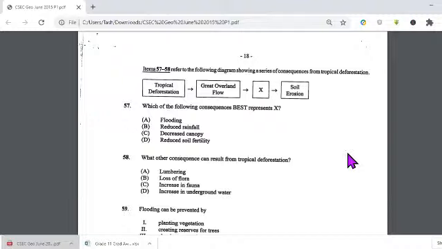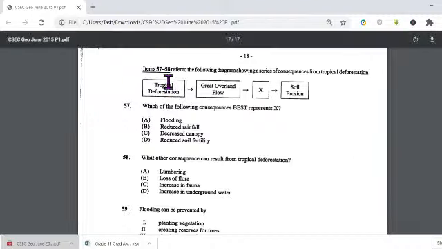Okay? So 57, which of the following consequences best represents X? So remember that we're looking at consequences. So we have tropical deforestation here. So we're cutting down the trees. After we have cut down the trees, we have great overland flow. So we have all that amount of water flowing over the land. Then we would have had X, and then X would have led to soil erosion. So remember that it is the consequences.